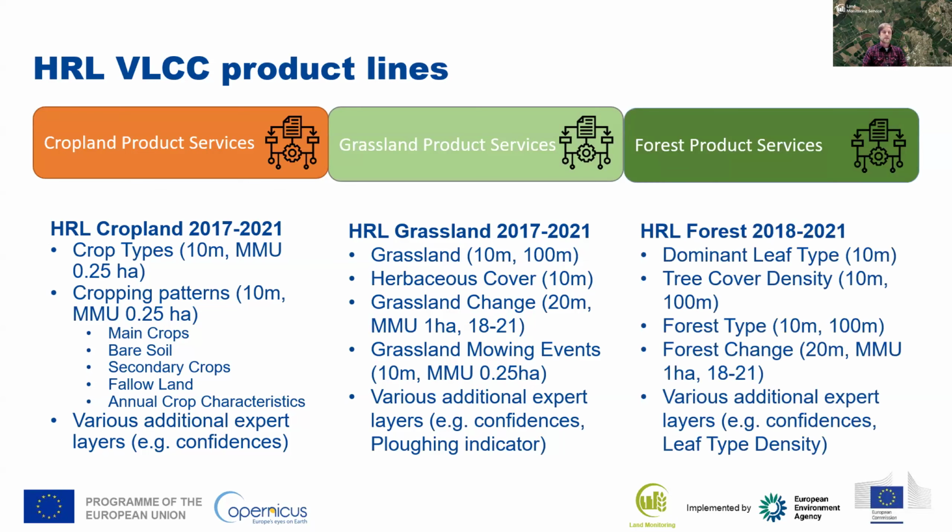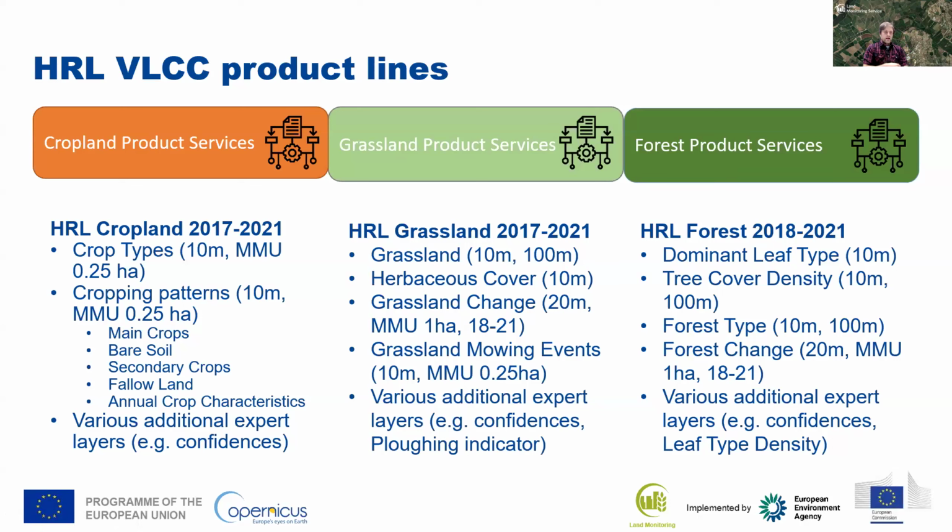And then last but not least, the forest product series, consisting of the HRL dominant leaf type as main status layers available in 10 meter, as well as the tree cover density in 10 meter and 100 meter. Then the derived product forest type in 10 meter and 100 meter, as well as the forest change in 20 meter with an MMU of 1 hectare, mapping forest change between 2018 and 2021. Here are also various additional expert layers available, which would be the confidence layers again, and also leaf type density layers.